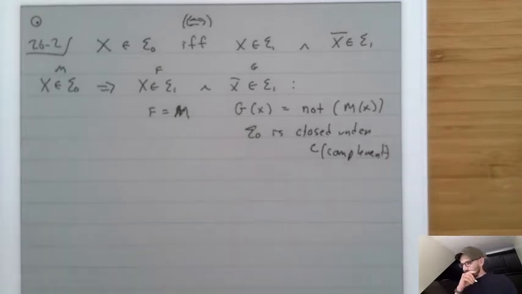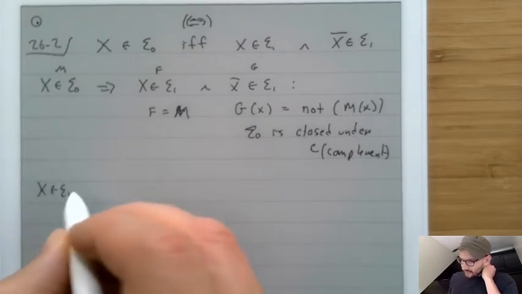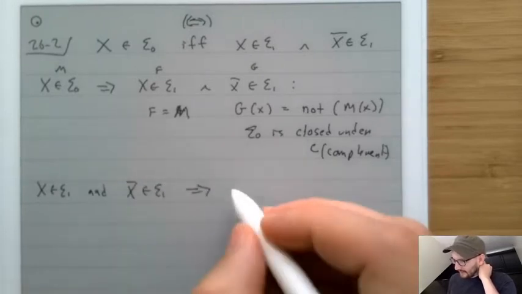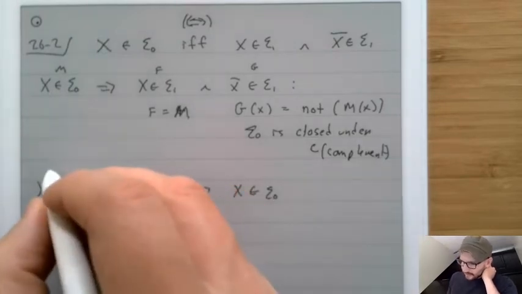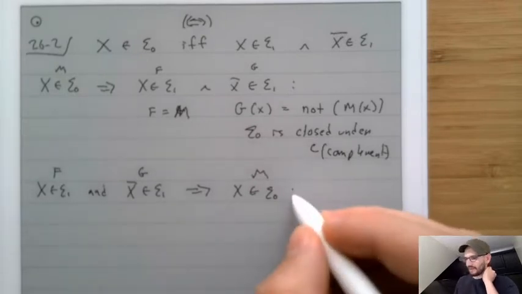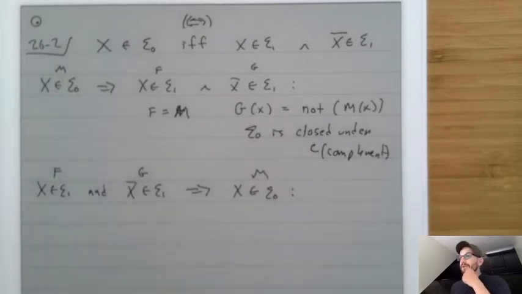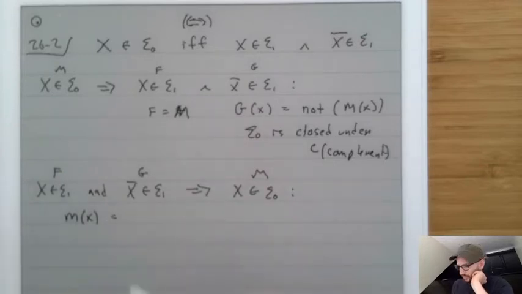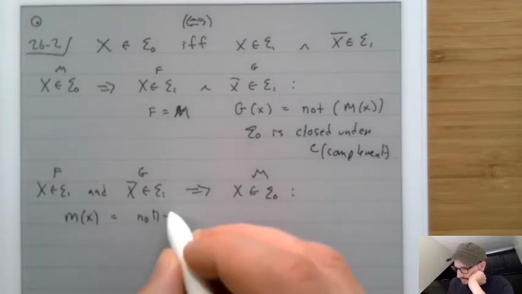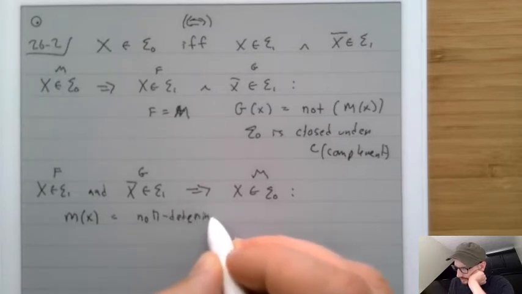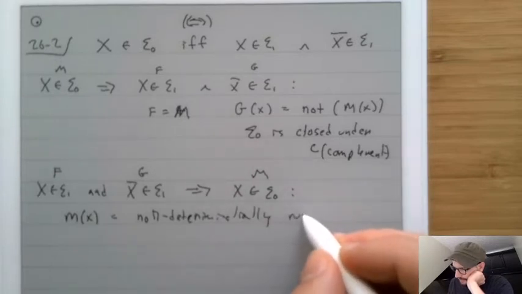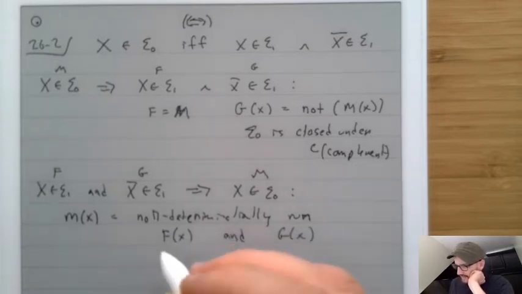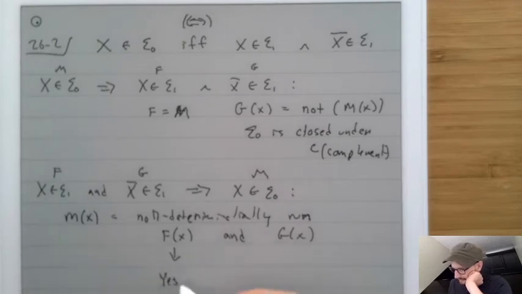All right, but now let's do the other direction. The other direction says, if X is inside of sigma 1 and not X is inside of sigma 1, then that implies that X must be inside of sigma 0. So that means that we have F and we have G, and we want to get M. So how can we do that? Well, here's what we do. We say that M of x is equal to, we non-deterministically run F on x and G on x. And if F of x says yes, then we say yes. So yes goes to yes.